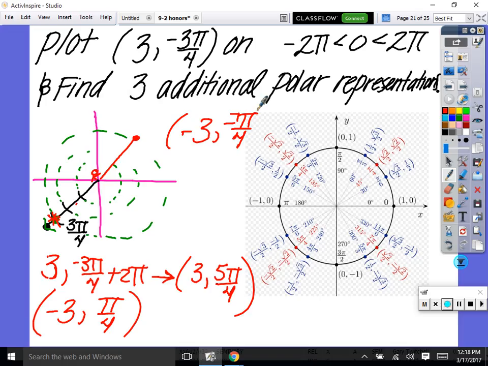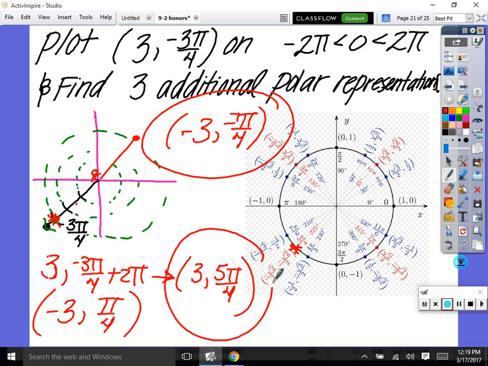Because look, here's positive 7 pi fourths, guys. So if we went negative 7 pi fourths, that would be ending us right here. Does that make sense? Then we have to walk back 3 units to get us to the right spot. So these were the 3 answers. Negative 7 pi fourths, 5 pi fourths, and negative 3 pi fourths. Yes.